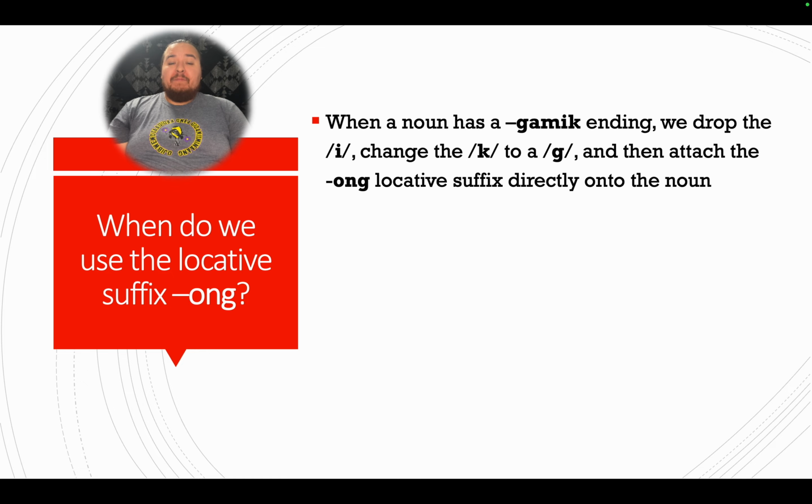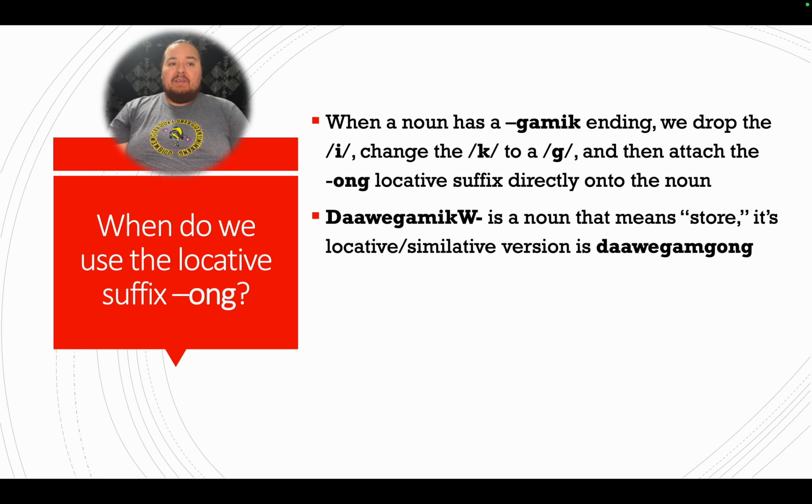So when do we use the locative suffix ong as well? When a noun has a gamic ending, we drop the I sound because of our second last consonant rule and change the K to a G sound and then attach ong at the end of our noun. For example, dawe gamik means store. Its locative or simulative version is dawe gamgung.